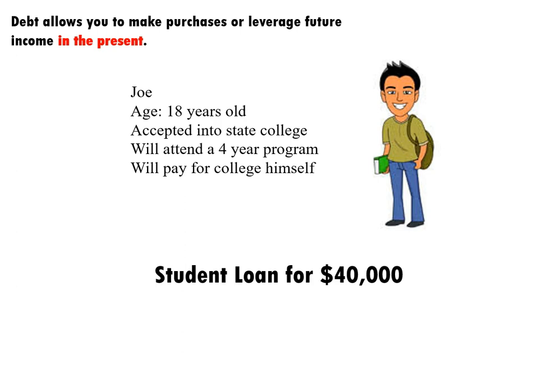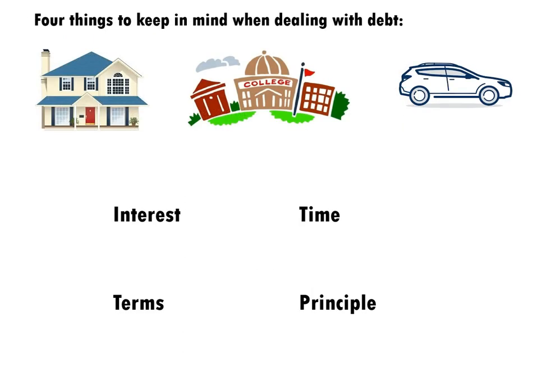So if he graduated at $40,000, or he took out $40,000 of student loan debt, he would be right on track with the average American student. So let's go through what Joe's going to have to do, what decisions he's going to have to make.